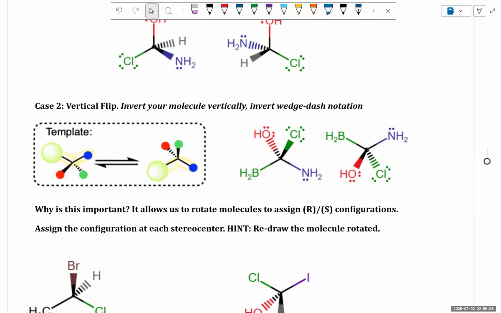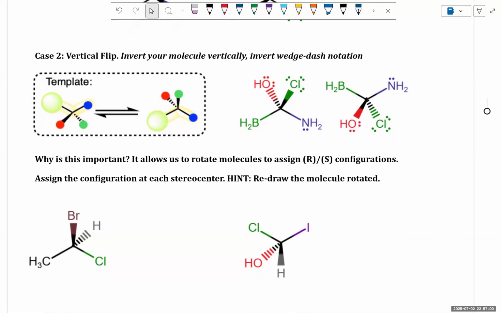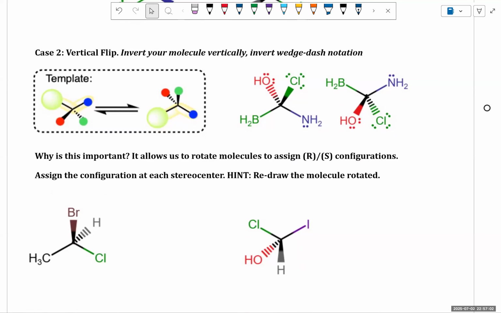Okay, so why is this important? It allows us to rotate our molecule to assign R and S configurations. So in this case, you're asked to assign the configuration at each stereocenter for the following molecules, and you may need to redraw the molecule as needed. In this first case, we have it already set up with the hydrogen in the back, so we have an S stereocenter. Let's try to tackle this second case.